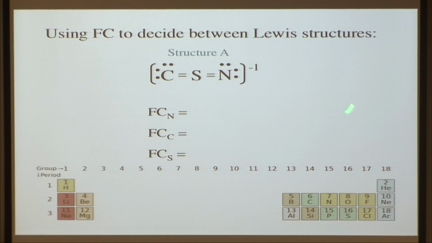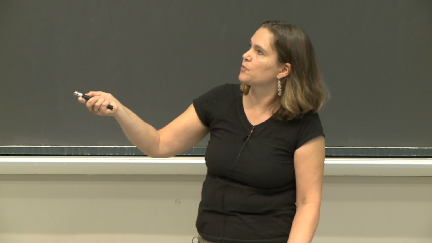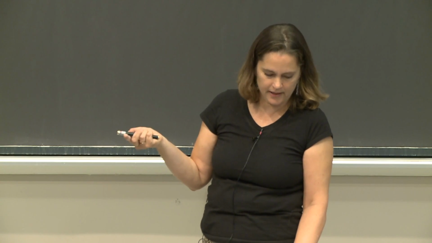So we can draw structure A with sulfur in the middle, and then calculate the formal charges on that. And if we do that, we see for the nitrogen here, nitrogen has 5 valence electrons. It has 4 lone pair electrons, and it has half of 4 bonding electrons. So it would have a formal charge of -1 in this particular structure that has sulfur in the middle.